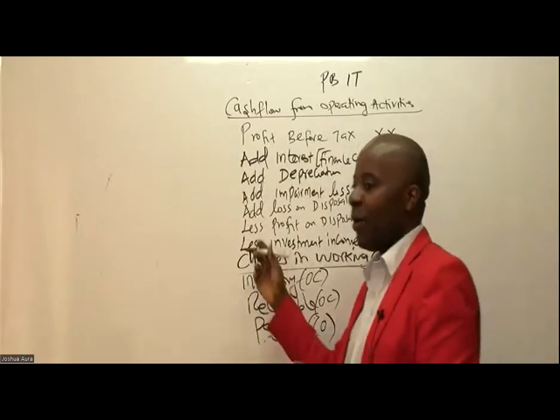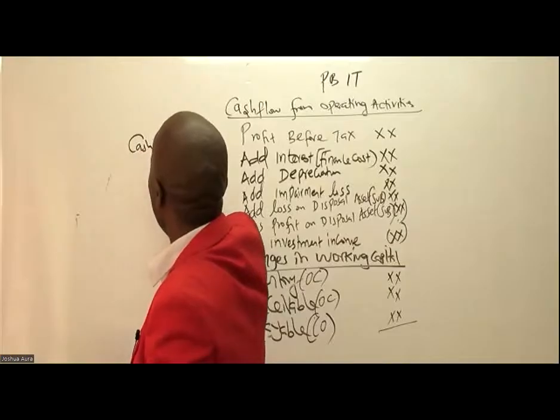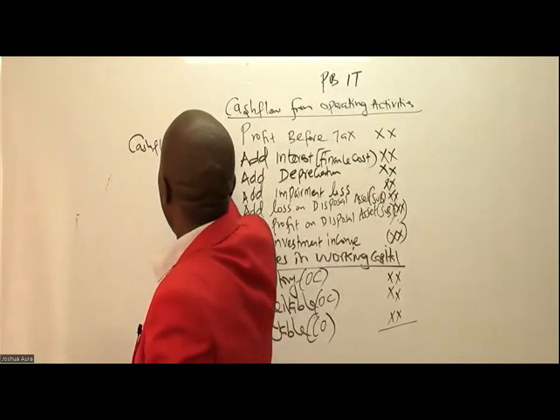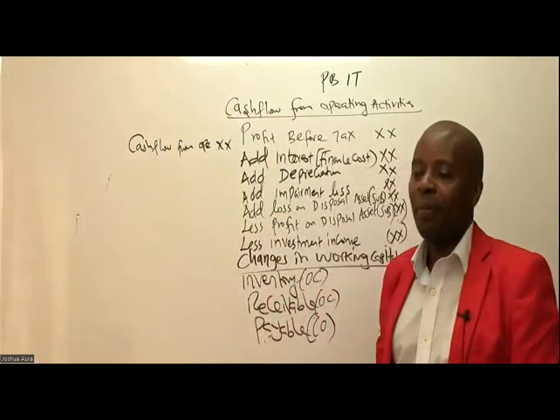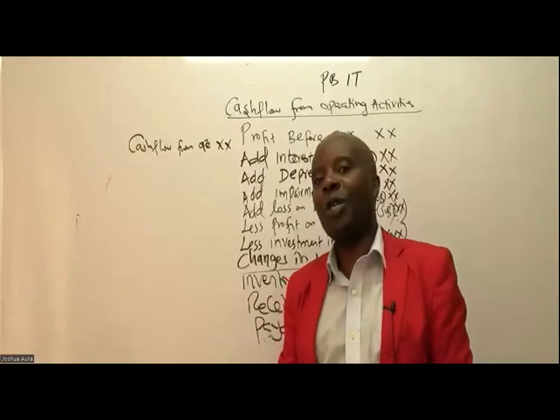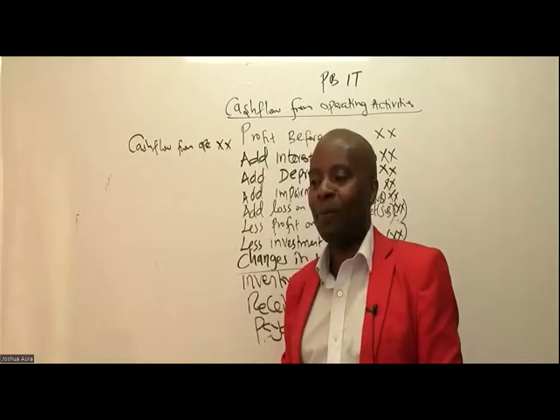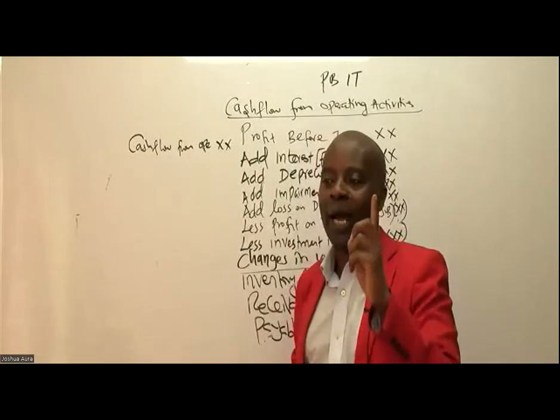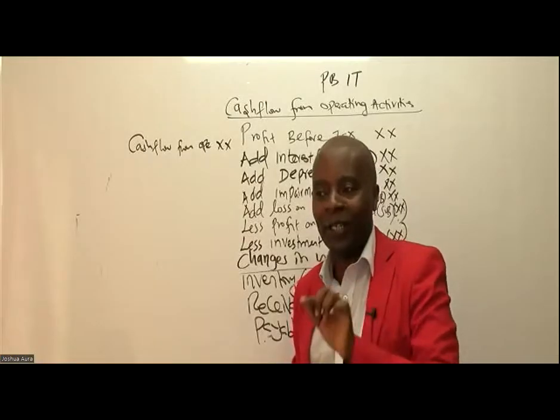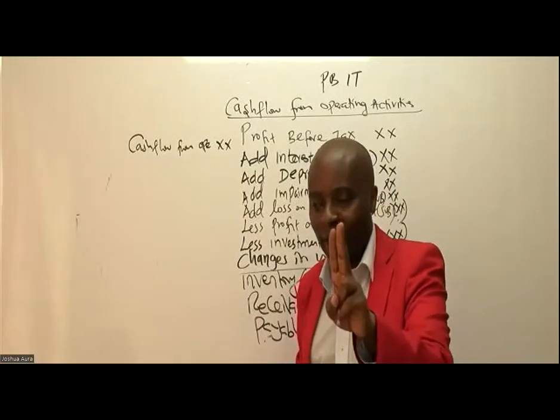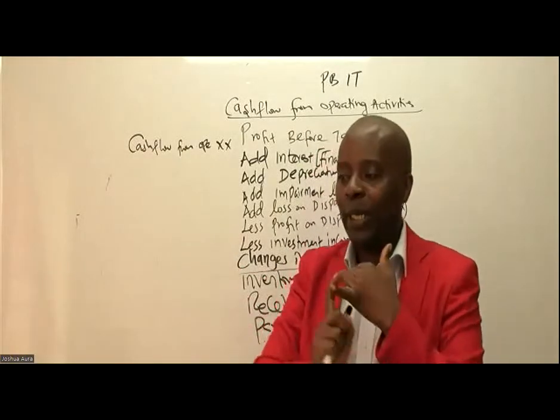You'll allow me to write here: cash flow from operations. But the moment I get cash flow from operations, it doesn't end there. I still need to make some payments from cash flow from operating activities. I'm supposed to pay two things out of this. Are you able to remember those two things? Mercy Wambua tells me I have to pay tax.